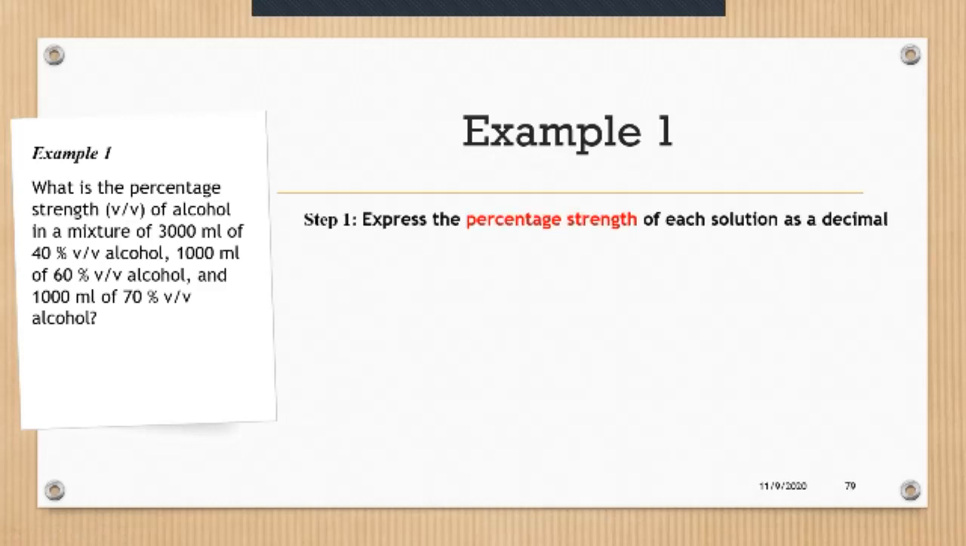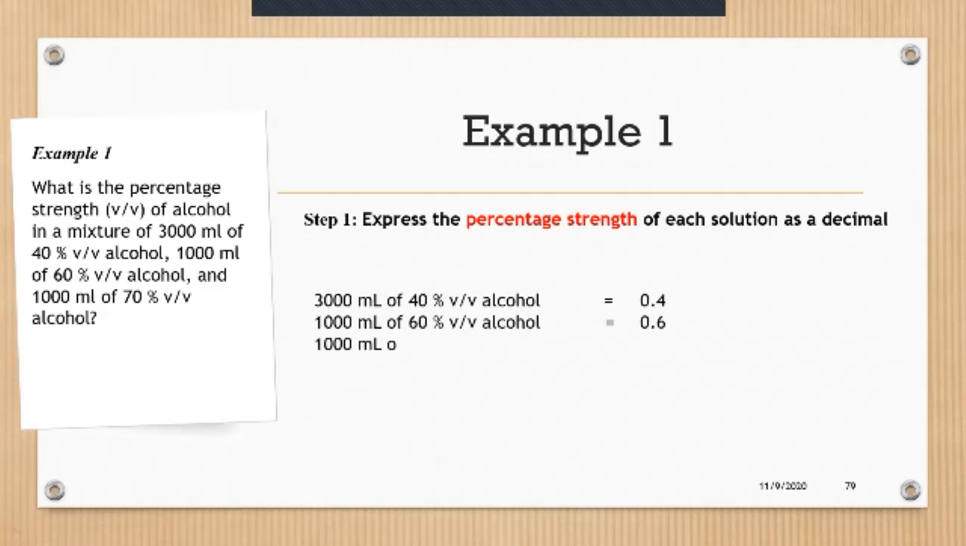So the first thing we have to do is to express the percentage strength of each solution as a decimal. So we have the 3,000 mils of 40% alcohol. It's 40%, meaning 40 out of 100. That expressed as a decimal is 0.4, 0.6 for the 60%, and 0.7 for the 70%. So we have to determine what the decimal would be for the different concentrations.